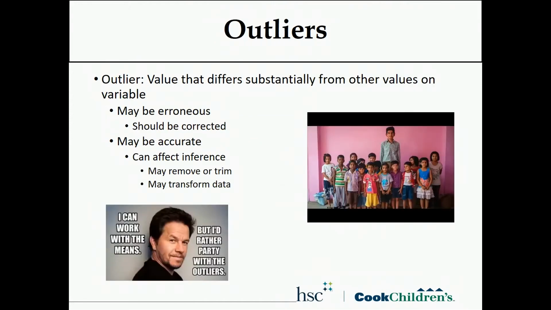Outliers are another problem, a value that differs substantially from the other values on a variable. In some cases, those may be erroneous. For example, if you're looking at height and somebody measured it in centimeters instead of inches, then that would be an error. You want to check these outliers to make sure that there's no error or problem whenever it was input. They may still be accurate, but they're still going to potentially affect your inference.